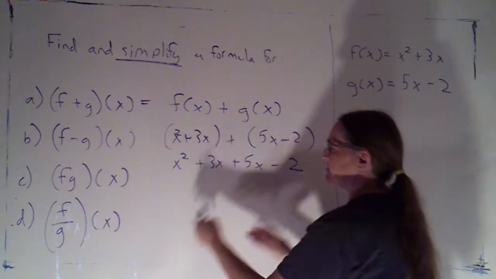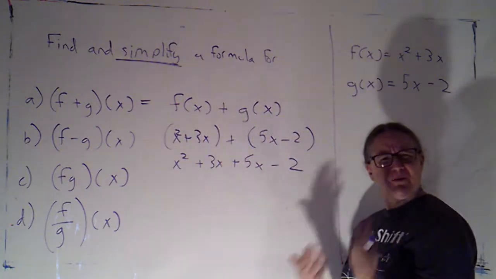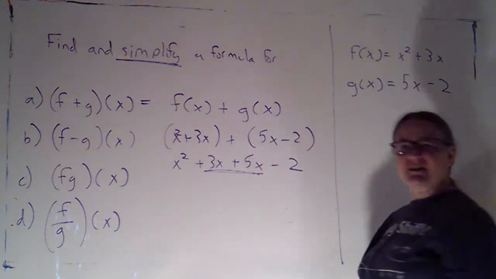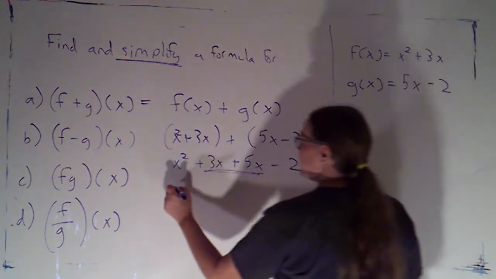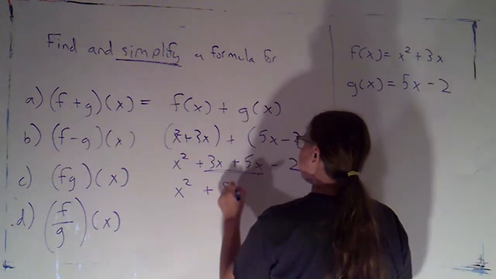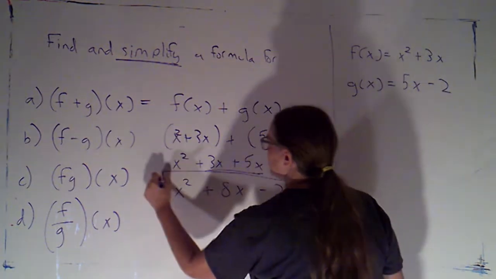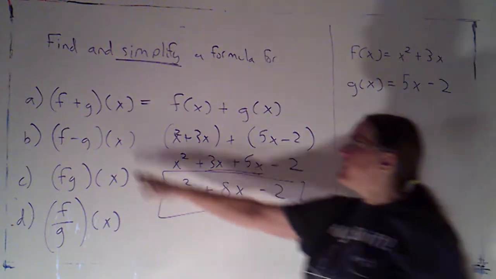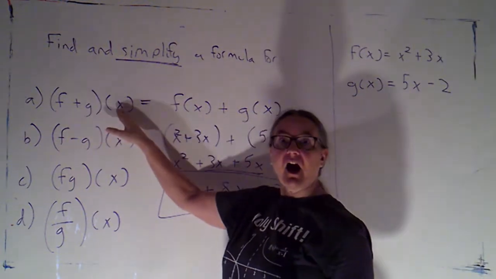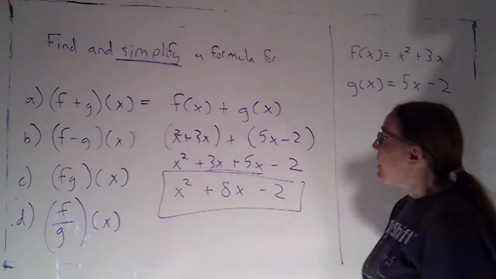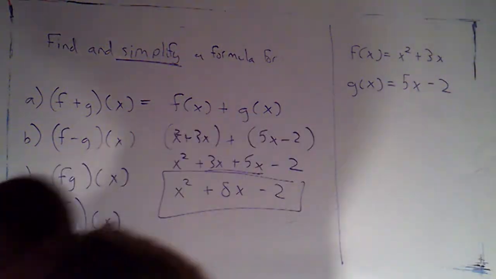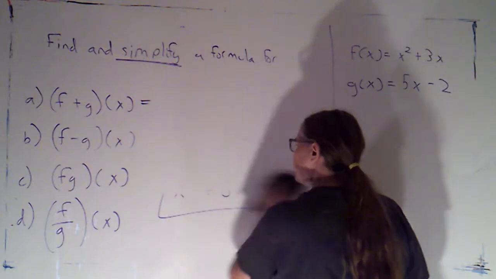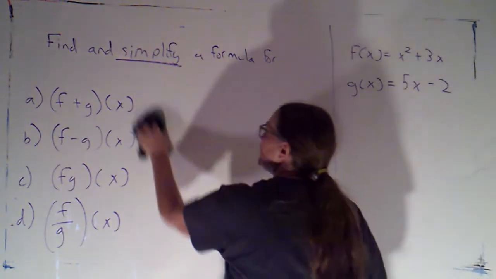Those parentheses told me this was f and this was g, but they weren't really necessary because I was just adding a bunch of stuff. I can see those are like terms. So this is going to become x squared plus 8x minus 2. That would be the simplified formula for f plus g of x. It's going to be the same basic principle for all of them. Let's work through the next one together, and then I'll let you try the last two on your own.